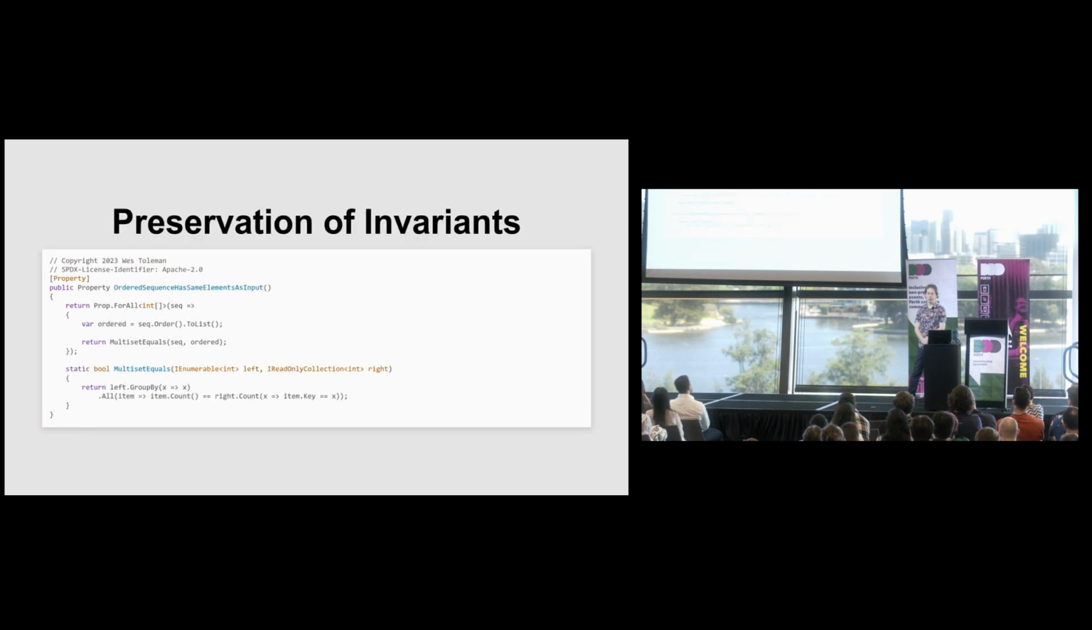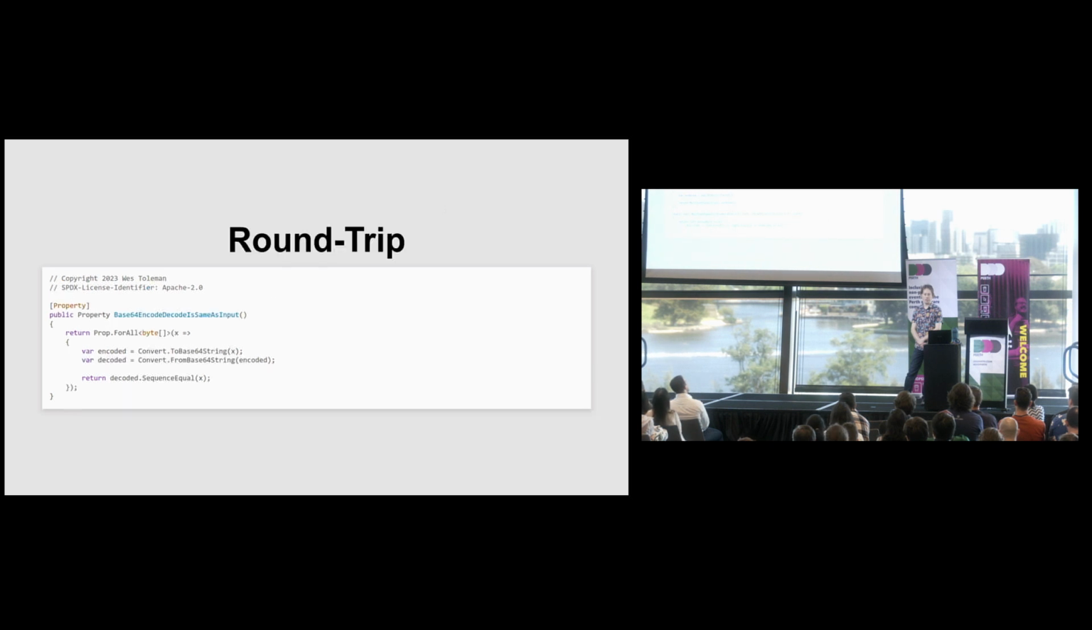Frequently, we have a set of invariants that should hold before and after a function, so we can test for preservation of invariants. Our ordered sequence still had all the elements from the original sequence. Filtering doesn't affect the order of elements. Code formatters don't cause semantic changes to the source. We can check the invariant still holds after we apply our function.